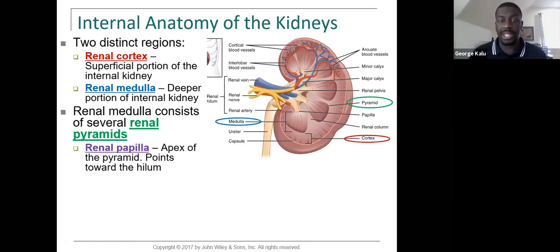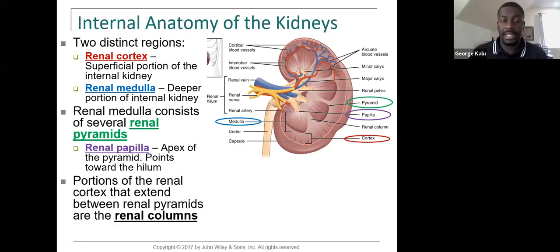And at the apex of each renal pyramid is what's called the renal papilla. The renal papilla is the apex that's going to point towards the renal hilum. So this would be the papilla, this would be another papilla, here's another one, a fourth one, a fifth one, a sixth one. So all the renal papillae are going to be pointing and oriented towards the renal hilum.